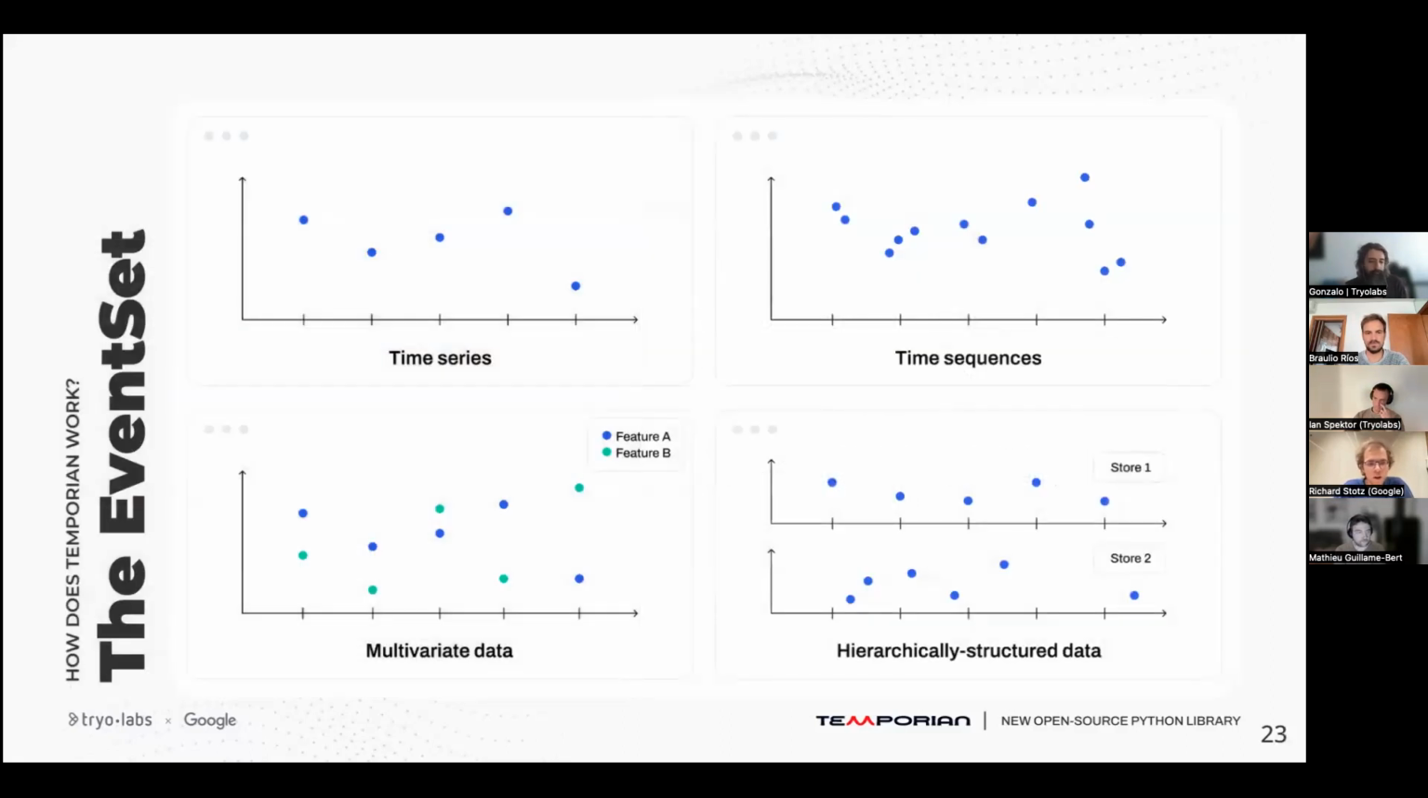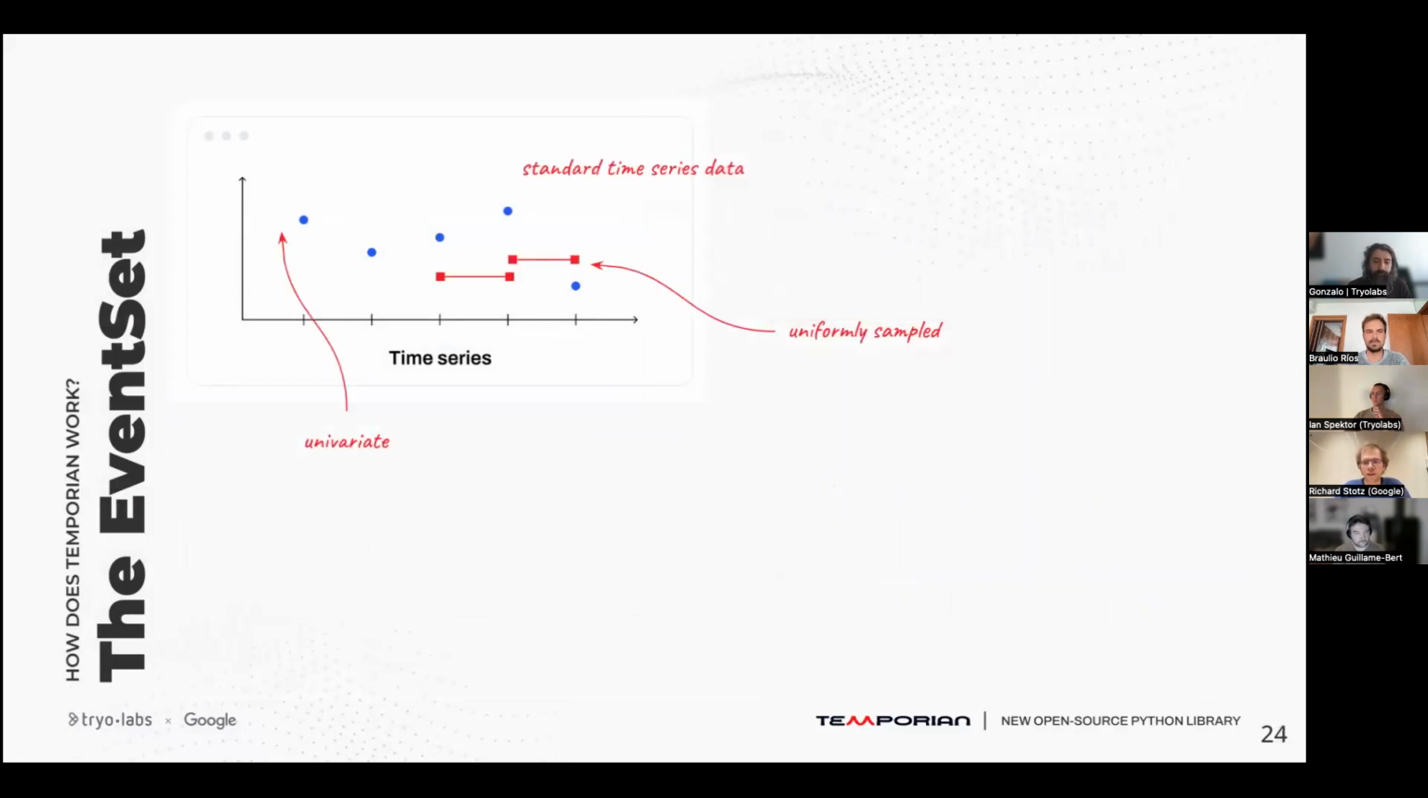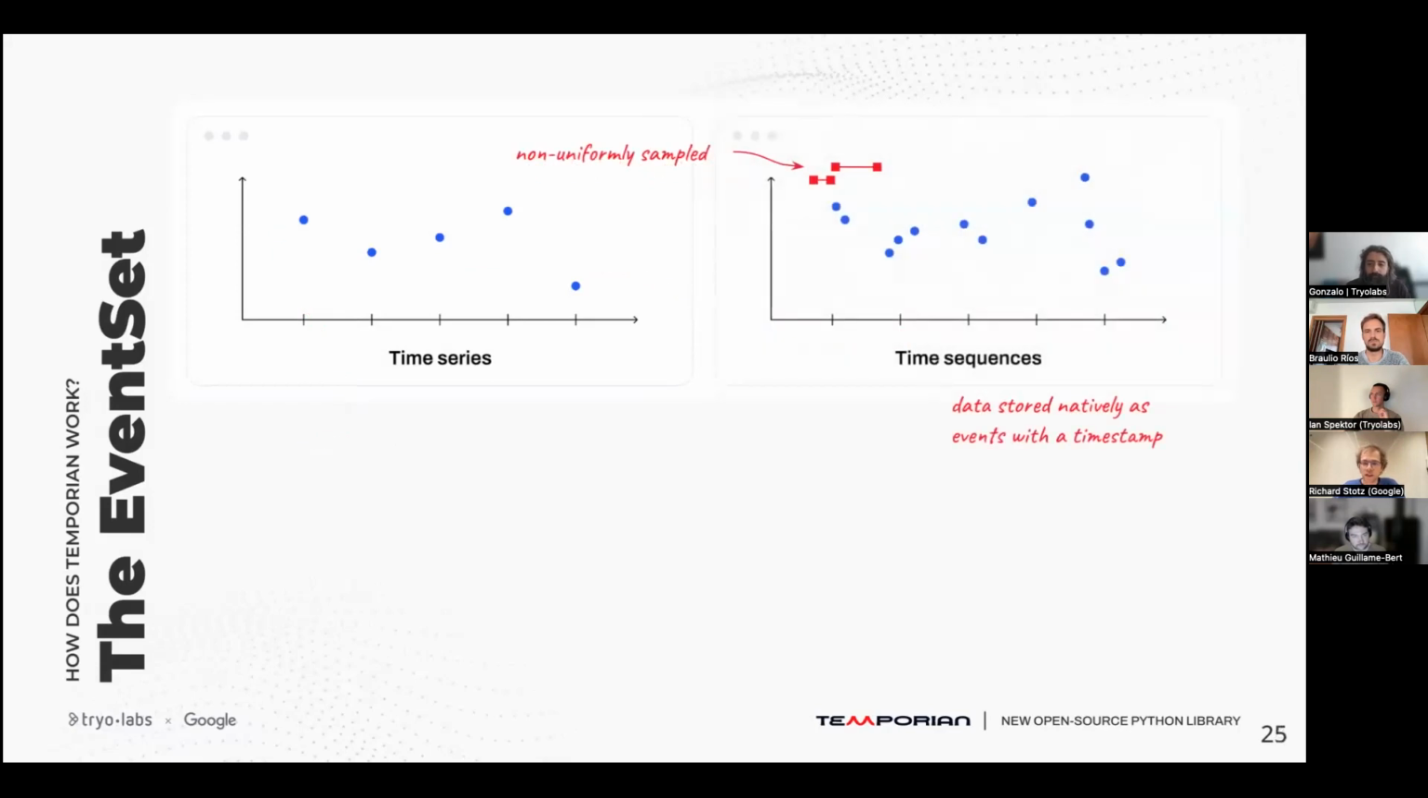So here you see all the examples, and we start with the simplest one in the upper left corner, the time series. Time series are univariate data that is uniformly sampled. A simple example would be the daily sales in US dollars of a store that is open every day, and we measure it every day at 8 p.m. A very common extension to this is the time sequence.